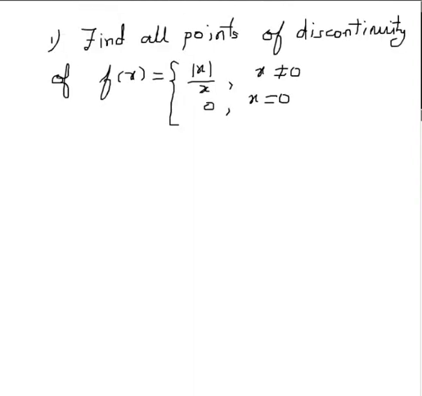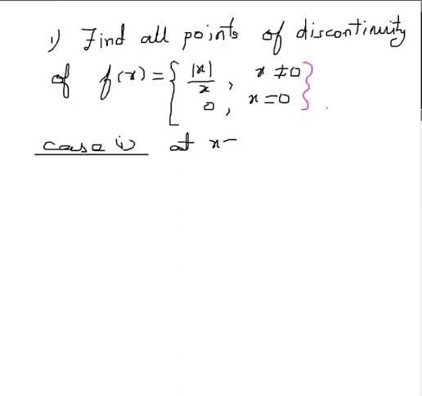Okay, let us do this question. Find all points of discontinuity of f of x, which is modulus of x by x where x is not equal to 0 and 0 when x is equal to 0. In this question, it is not mentioned at which point we have to check the continuity. So we have to do it at all points, but the definition is given at 0. So let us check first at 0.